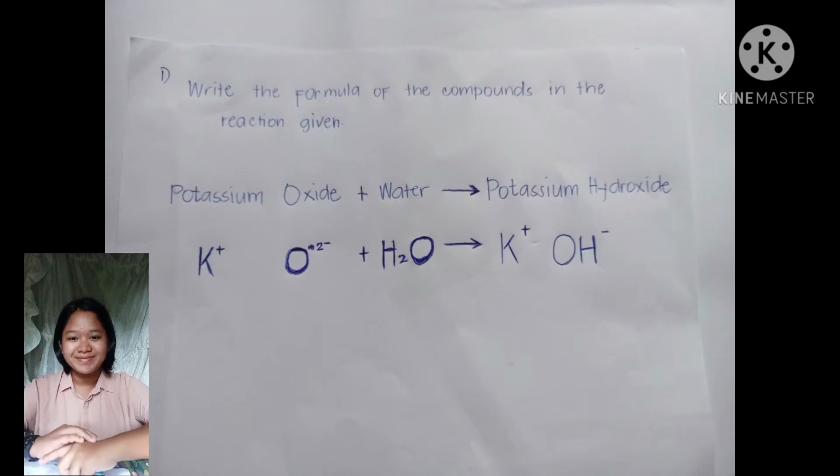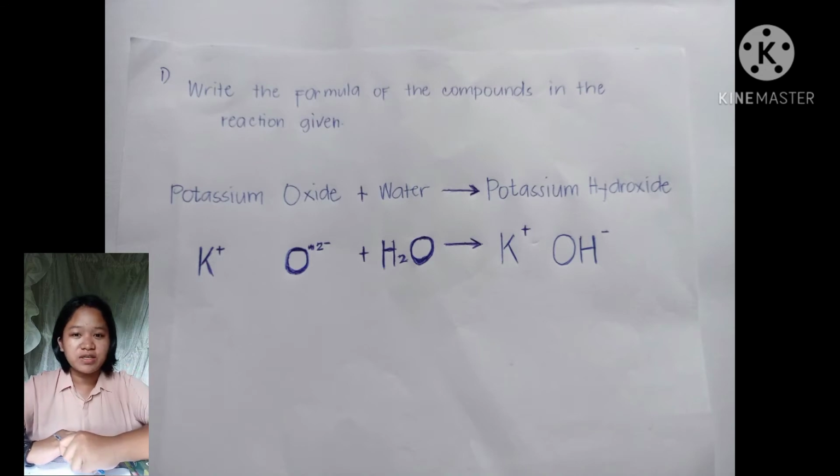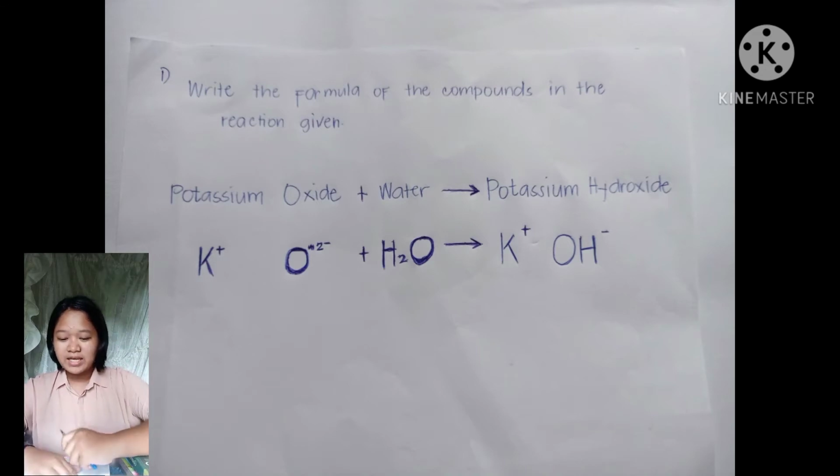So here is my presentation, ma'am, regarding the test you've given to us. To start the discussion, since ang gihatag man ni ma'am sa ko is name of a compound, so ang akong buhaton karon is to write the formula of the compounds in the reaction given. So ang gihatag sa ko nga name of compounds is potassium oxide plus water yields or produces potassium hydroxide.